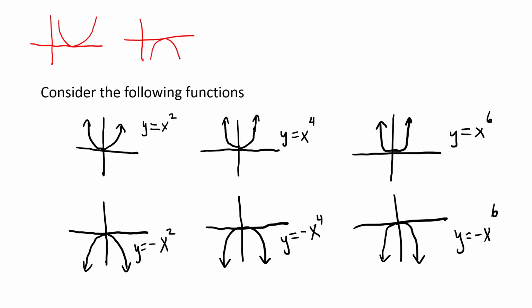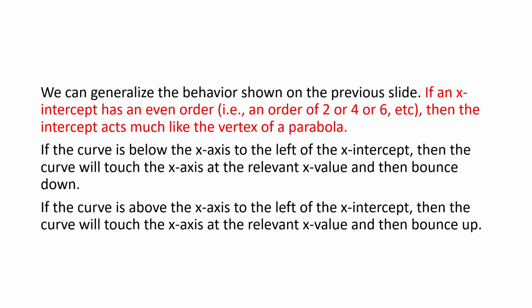And the reason for that just goes back to what the parent function curves look like. y equals x squared is a parabola that does exactly what I'm describing. It touches the x-axis and bounces back up. y equals negative x squared does something analogous, but below the x-axis. It touches the x-axis and bounces down. The same is true for all these other functions that you see here. So we can generalize that behavior.